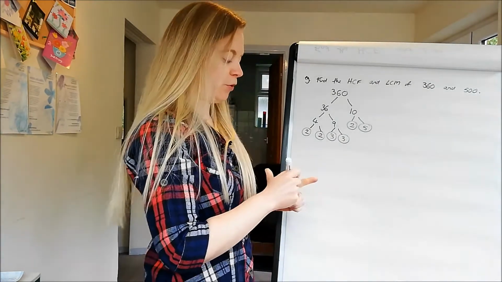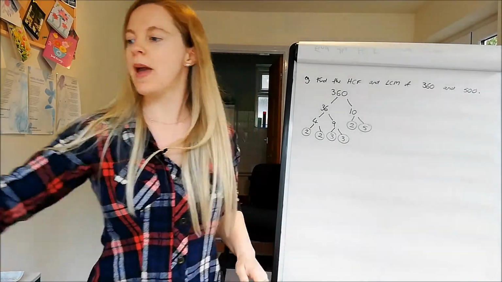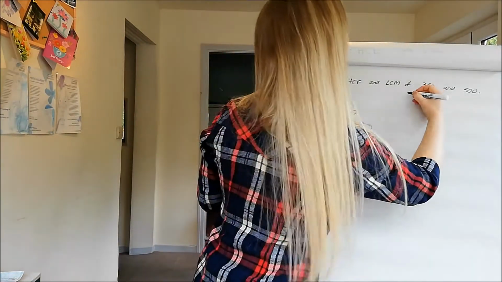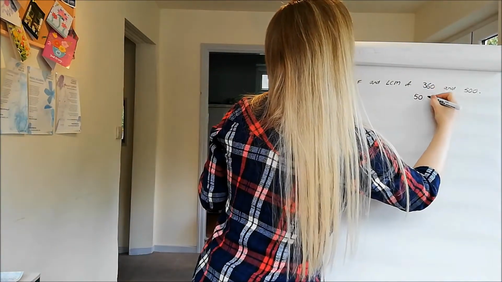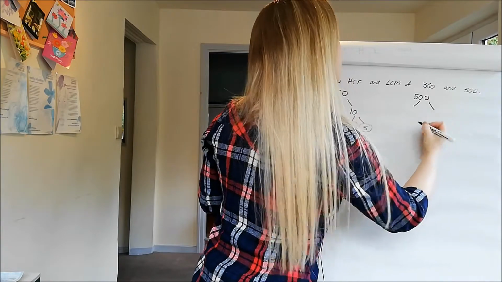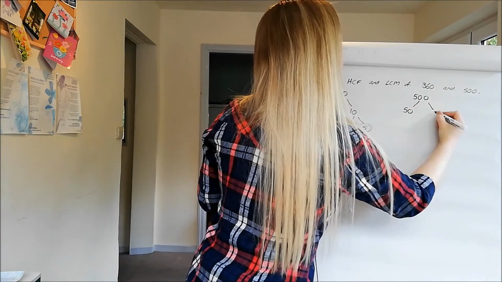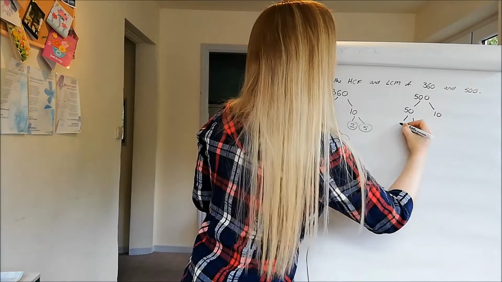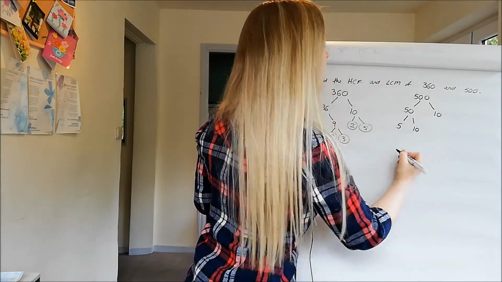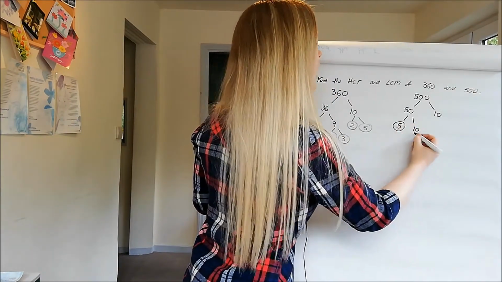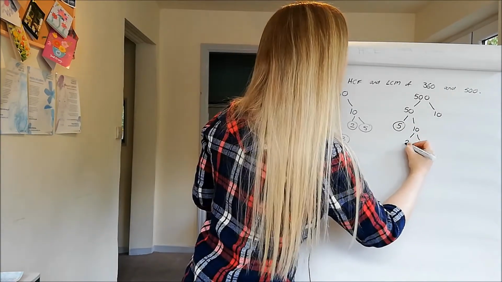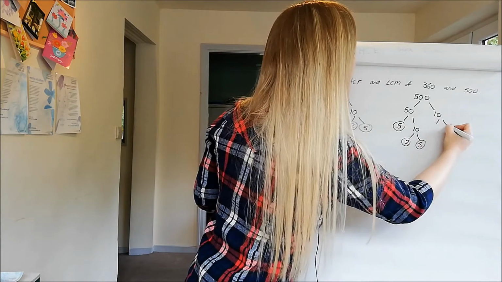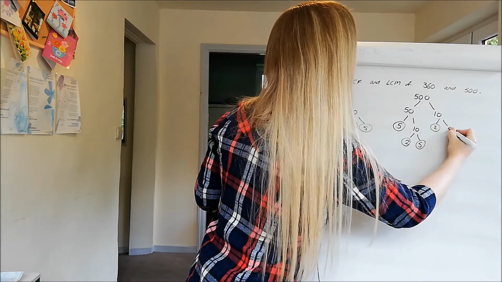Okay, just going to switch pens. This one's getting a bit dried out, I think. 500 breaks down into 50 and 10. 50 breaks down into 5 and 10. 5 is prime and 10 isn't, so I'll split the 10 into 2 and 5, and I'll split that 10 into 2 and 5 as well.